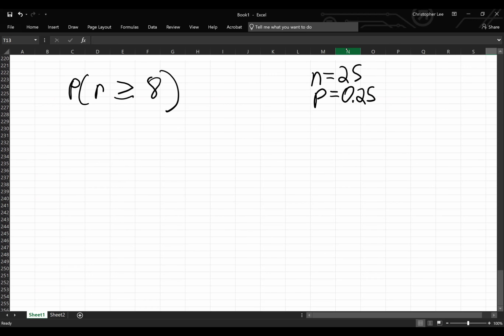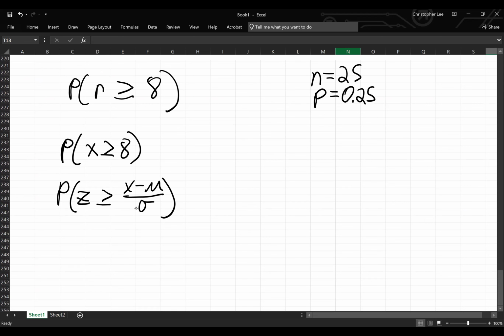So watch what we could do. We could flip this from R to X. So this becomes X greater than or equal to 8. Now, I don't know how to do this with an X distribution. I got to change this to a Z distribution, right? So this is going to become the probability of z greater than or equal to x minus mu over sigma. But wait a minute. Because I'm trying to use the normal distribution to approximate the answer. That's the lesson.